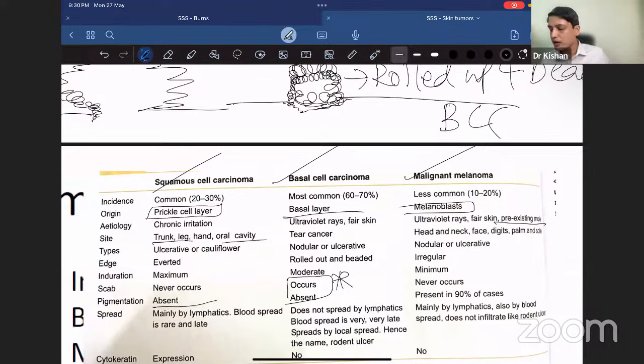Pigmentation is absent in BCC and in SCC in 90% of cases, because they do not arise from melanocytes. Pigmentation is present in malignant melanoma. Spread: SCC spreads mainly by lymphatics, whereas BCC doesn't spread. Malignant melanoma spreads mainly by lymphatics and also by the bloodstream.